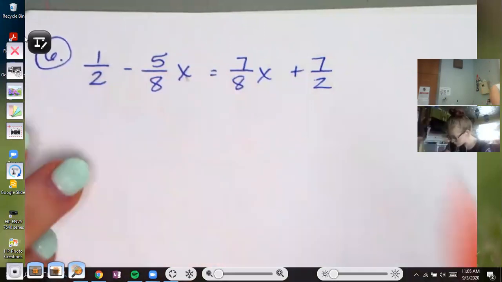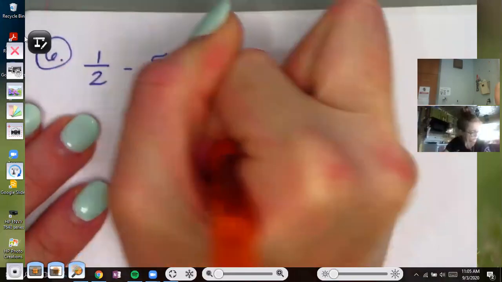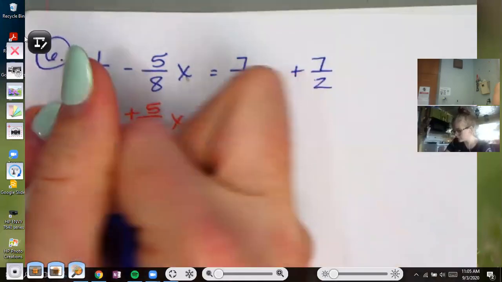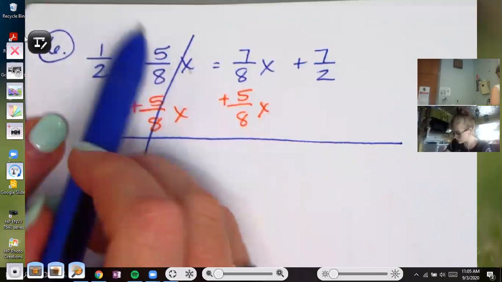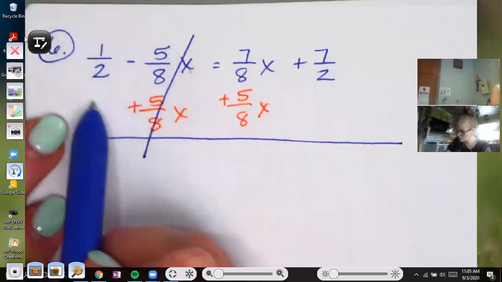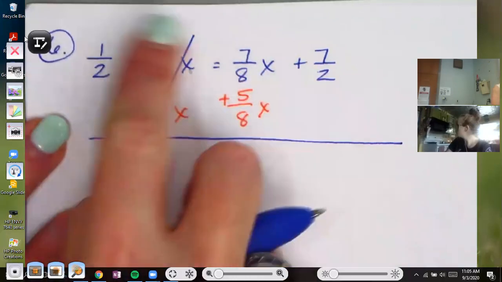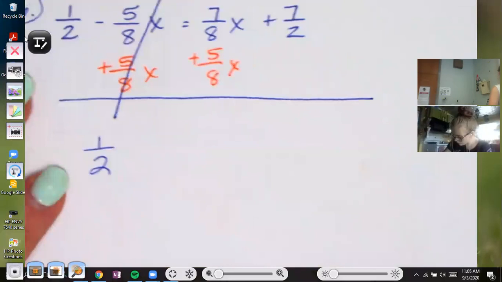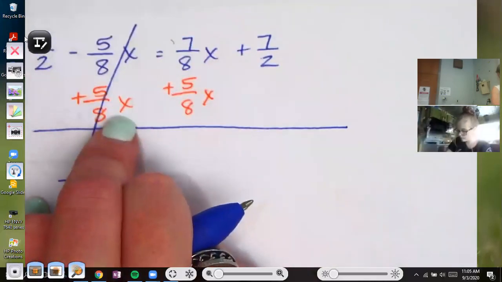We add it. Good job, Alex. And then you cancel it on the left side. Okay, what's left on this side? The x is canceled. So it's just 1/2. Wait, what? Oh, because we did 5/8 x.